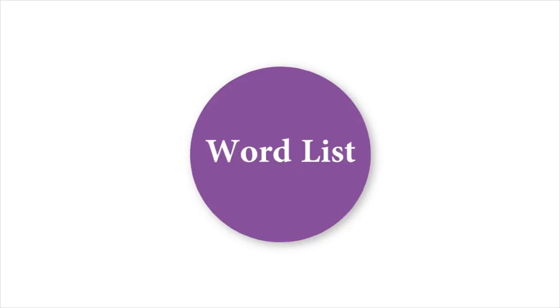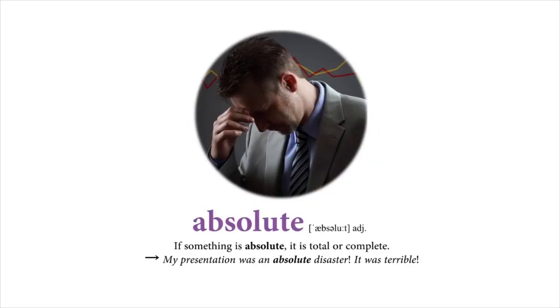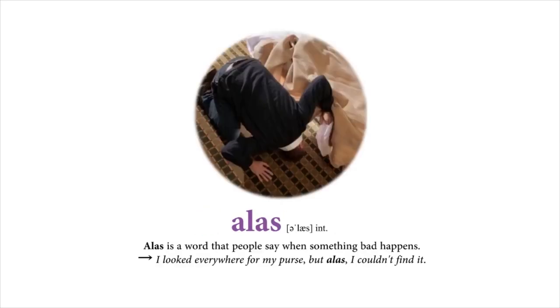Unit 6. Word list. Absolute. If something is absolute, it is total or complete. My presentation was an absolute disaster. It was terrible. Alas. Alas is a word that people say when something bad happens. I looked everywhere for my purse, but alas, I couldn't find it.